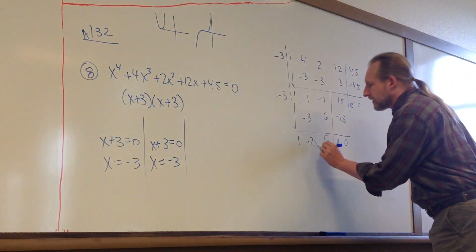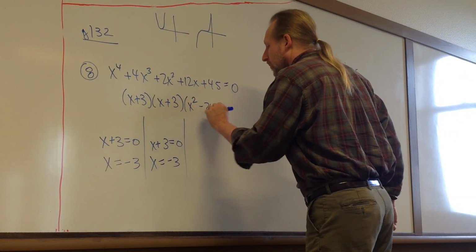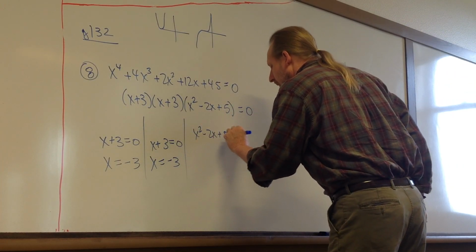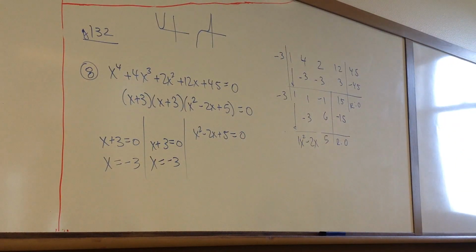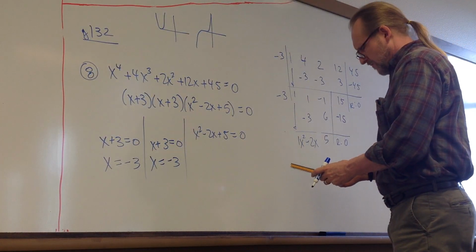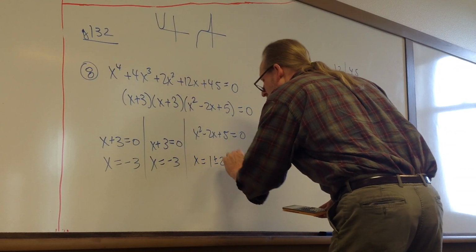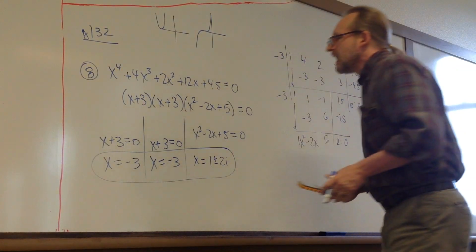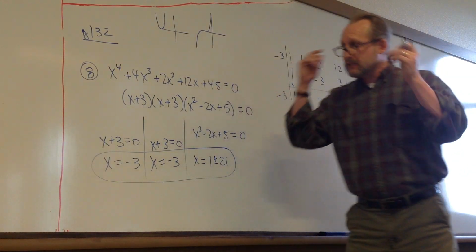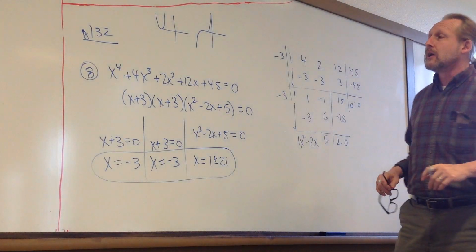This is our missing factor, x squared minus 2x plus 5. And so we can set that equal to 0, and then run it through the quadratic formula. 1, minus 2, and 5, and that gives us 1 plus 2i and 1 minus 2i. So really there's only 3 distinct roots, but this is repeated twice, and that's a part of the factorization. That comes from the fact that it has this repeated factor of x plus 3.